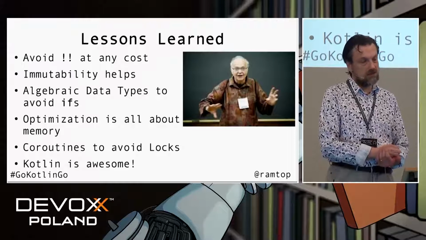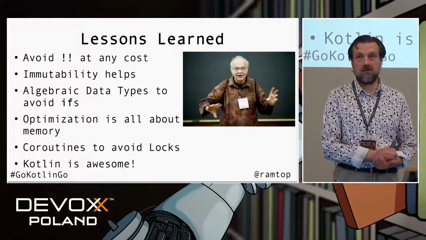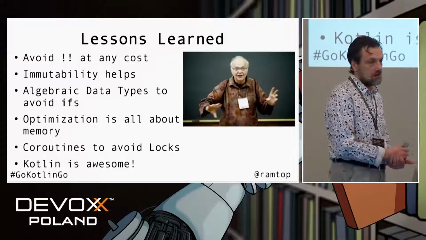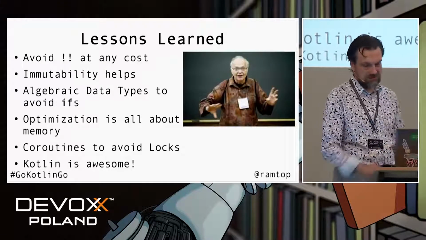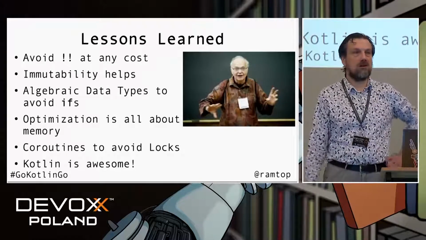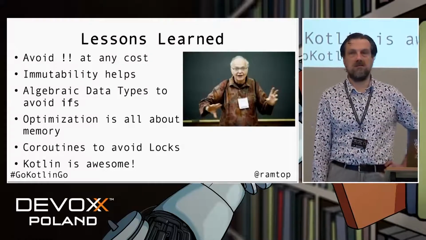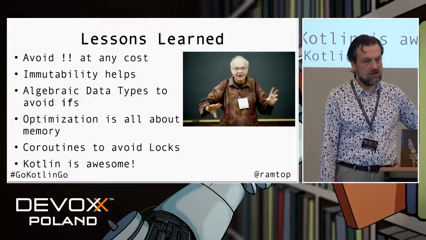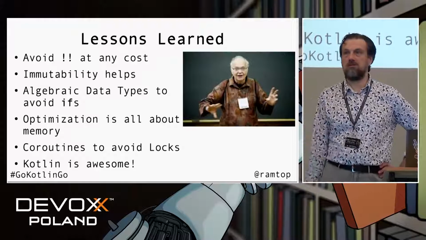But also, another nice thing in Kotlin is coroutines, which allow you to avoid locks. Kotlin is really awesome. So just how many of you know Kotlin? They have some exposure, yeah. And how many of you know about functional programming?